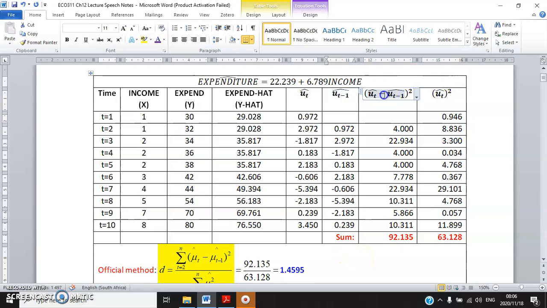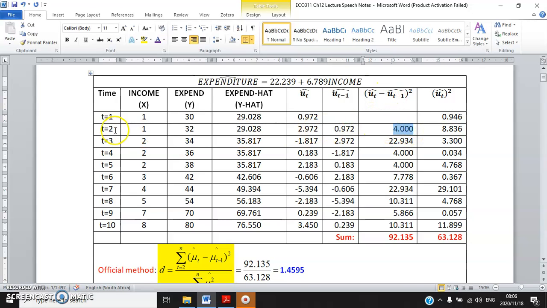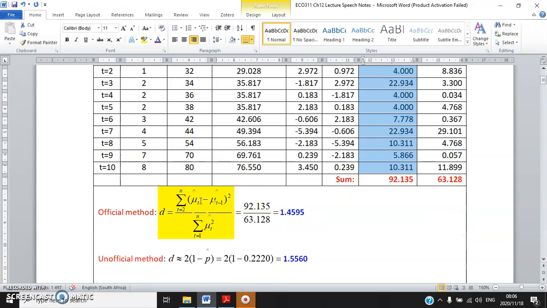Okay, happy with that. And then next one, residual at time t minus residual of the previous period, and you take the square. You can't do anything here because for the first time period, t equals 1, we don't have the residual of the previous period. So we can only start completing this column from this point onwards. So this one means 2.972 minus 0.972, it gives you 2. Then 2 squared gives you 4. Okay, I'm not going to explain the rest. So I'm doing this part now.